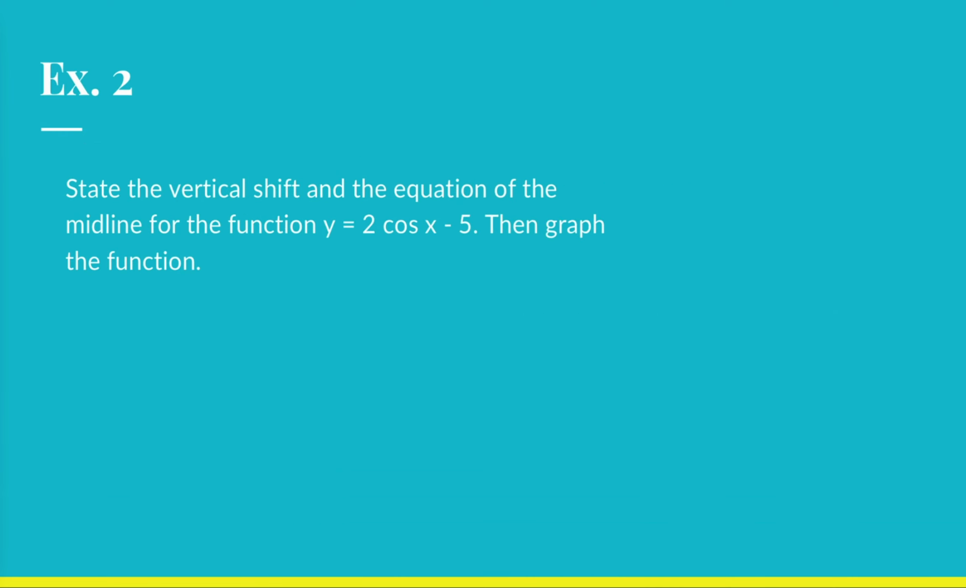Find the vertical shift and the equation for the midline for the function 2 cosine x minus 5, then graph the function. The minus 5 is the midline. So the vertical shift is minus 5, which is going to be 5 down, right? Negative is down, positive is up. The equation of the midline is going to be the line y equals -5. Equation of a line is going to be y equals.